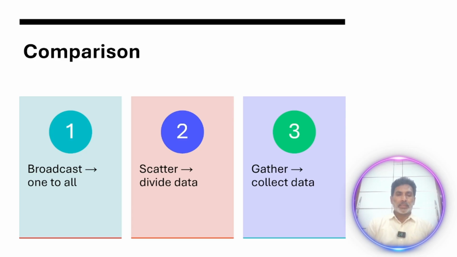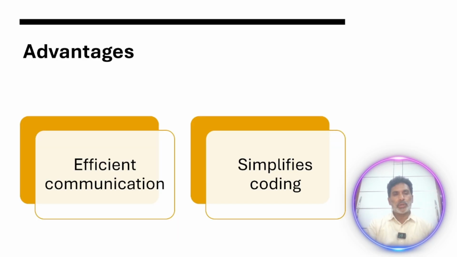And next one is gather, which collects the data. It is completely opposite to scatter. Scatter is dividing and distributing across the nodes, whereas gather collects all the different pieces into a single entity. So this is just a quick comparison of these three collective communication routines, because point-to-point communication is the simplest communication.